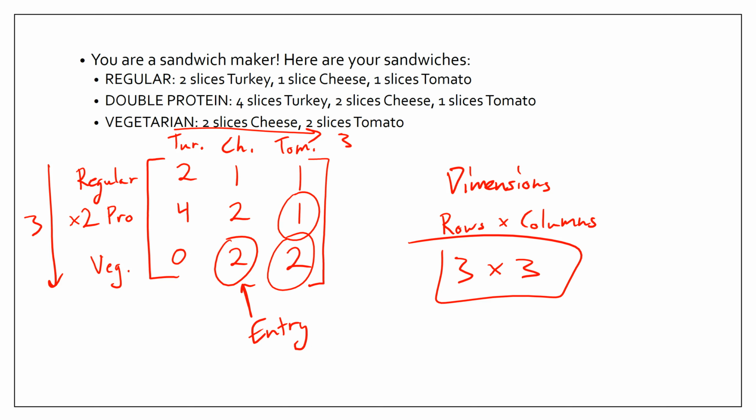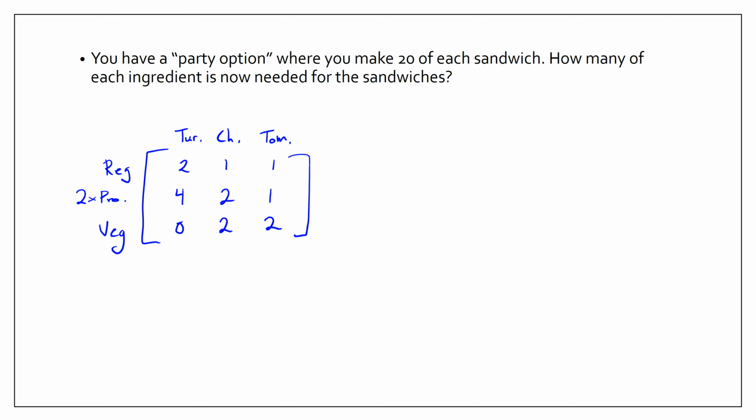We'll be talking about matrix dimensions a lot. It's a 3 by 3, 3 rows, 3 columns. We'll be talking about why that matters later on. So first of all, let's just look at what we can do with this matrix now that we've made it.